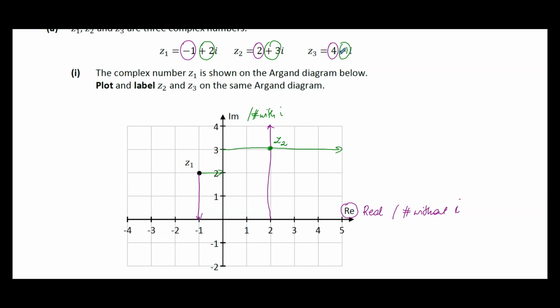Then again, for the third one, 4 is the real, so 4 is the real line, and imaginary is -1. We have to expand our line, and then imaginary -1 is here, that's where they meet, so that is my Z3. Like I'm saying, always, that is one part of the question that we have to do.